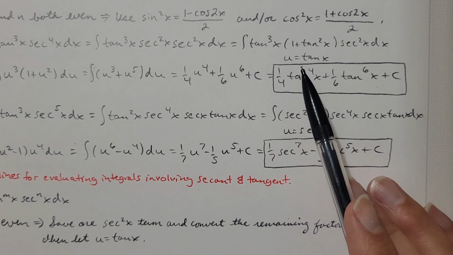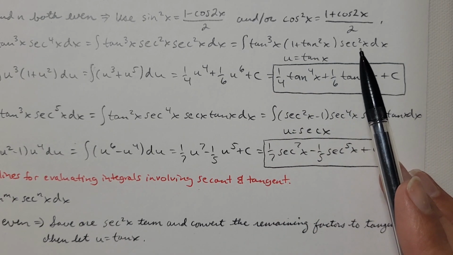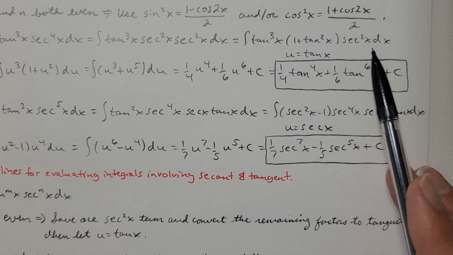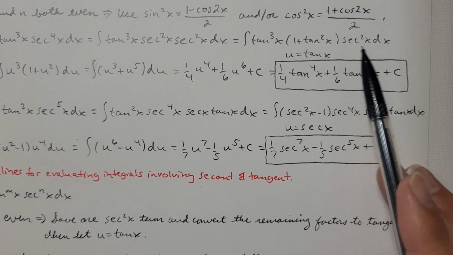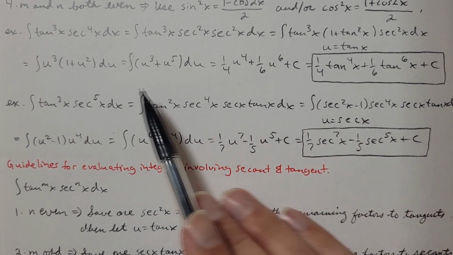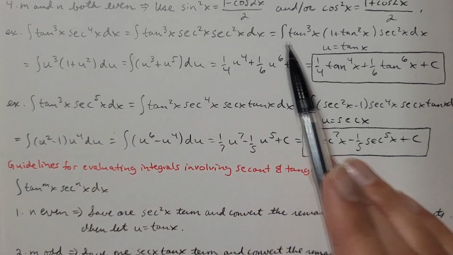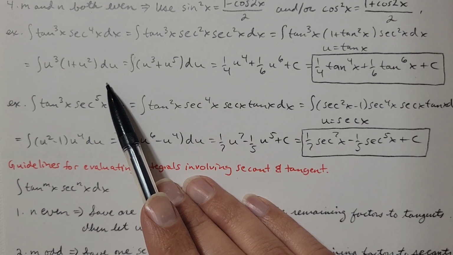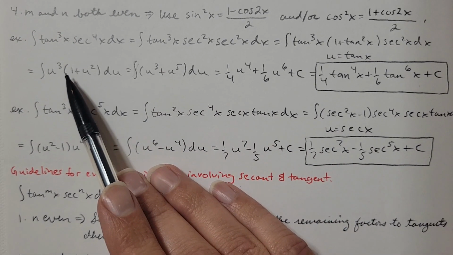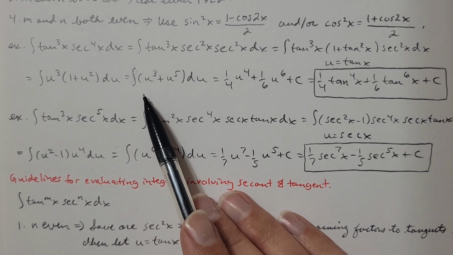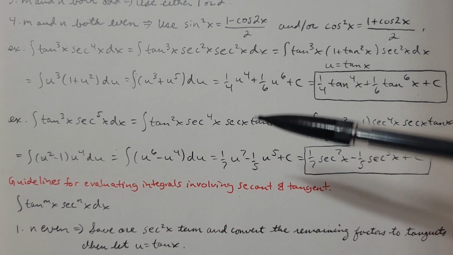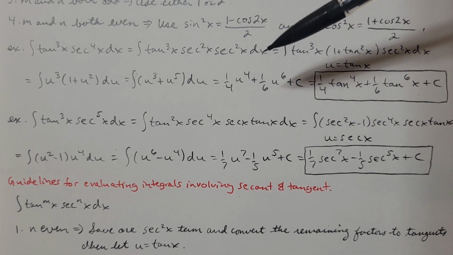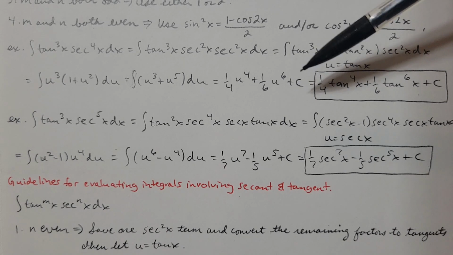The derivative of tangent x is secant squared x. So if u is tangent x, then I'll be able to knock out the rest of that integrand right here at the end. And the new integral then would be the integral of u cubed times 1 plus u squared du. When I distribute the u cubed into these two terms here, I'm integrating u cubed plus u to the fifth. And so that's 1/4 u to the fourth plus 1/6 u to the sixth plus c.